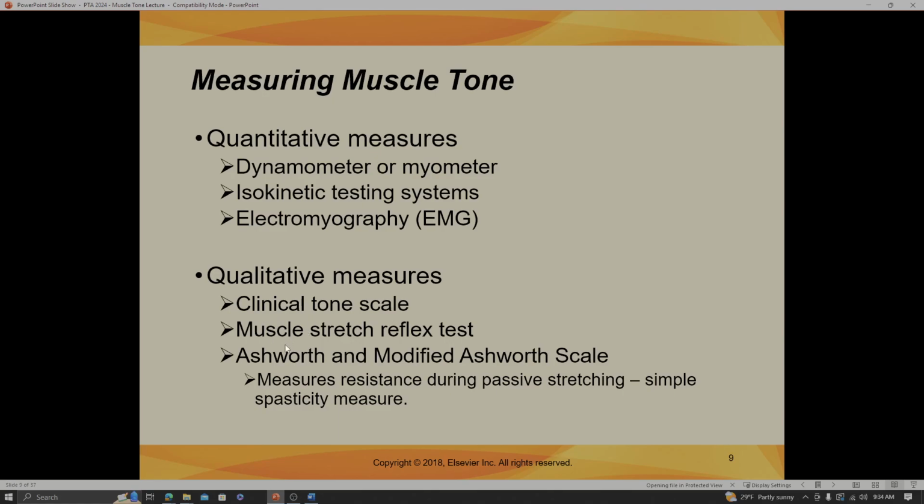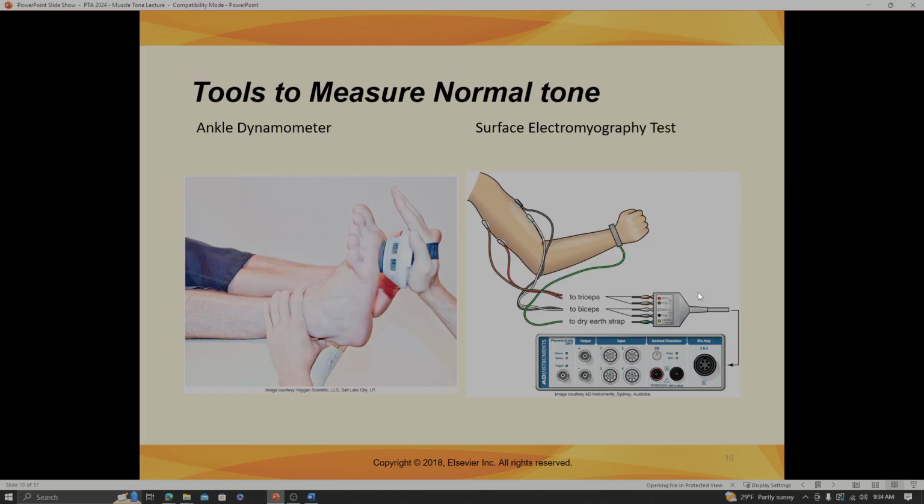Right? We can use an interpretive scale, we can use reflex testing or tests like an Ashworth or a modified Ashworth, where it's just a simple measure of resistance during passive stretching. So it's more interpretive. There's really no hard valued numerical result that we can calculate. We're going to interpret what we see and feel with our eyes and our hands to make a determination qualitatively about the state of the patient. So know the difference between those two philosophies.